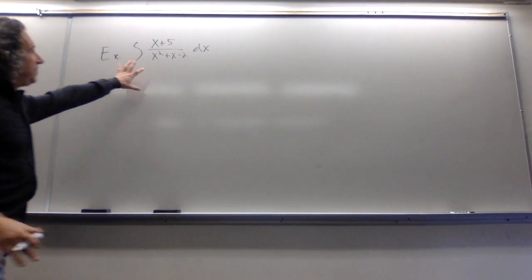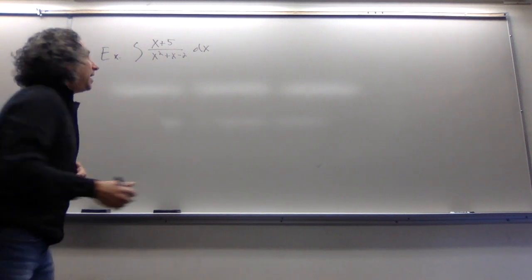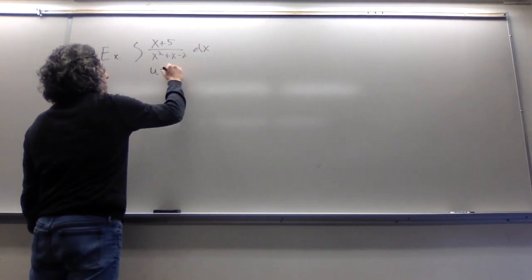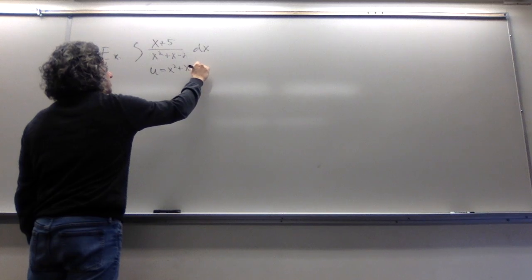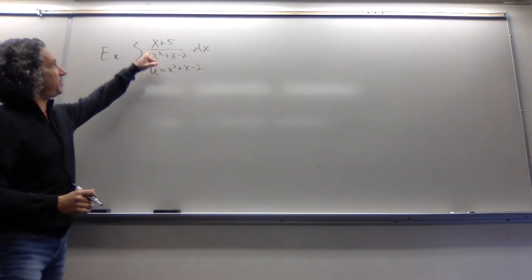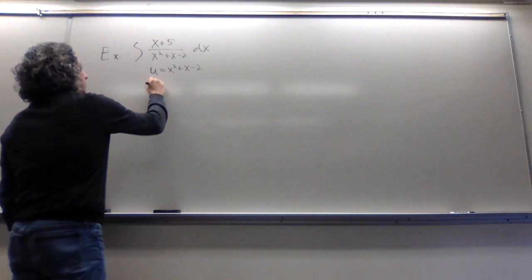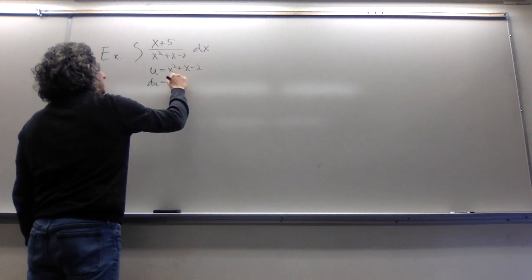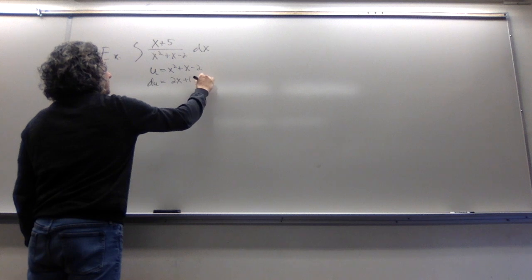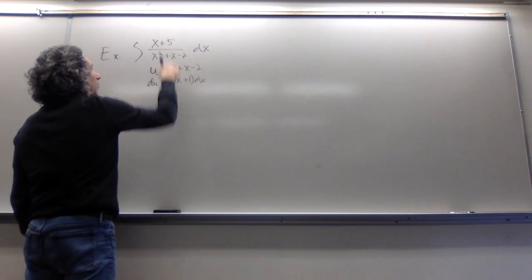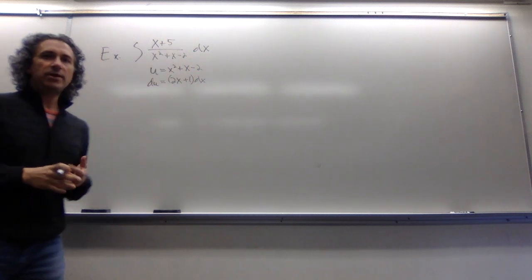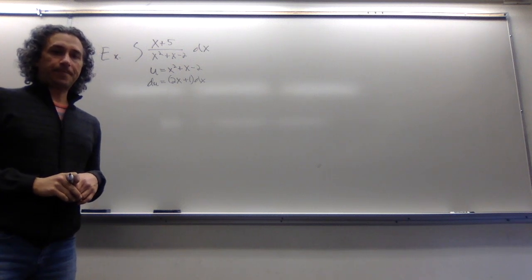So your first thought might be to try to use substitution. If we let u equal x squared plus x minus 2, why would I choose that? I choose that because this is a composition. But then we see that du is 2x plus 1 dx, and we're in trouble. We're not getting rid of all of the x stuff. So u substitution won't work.